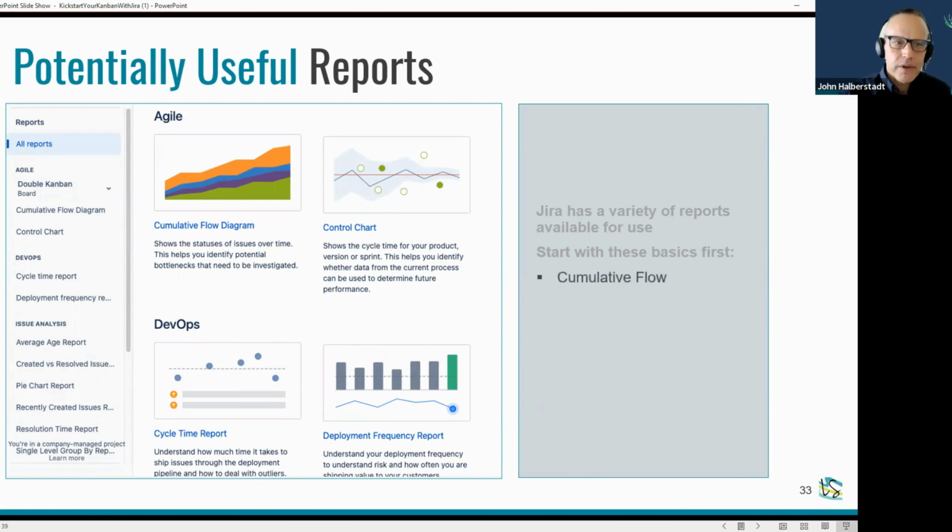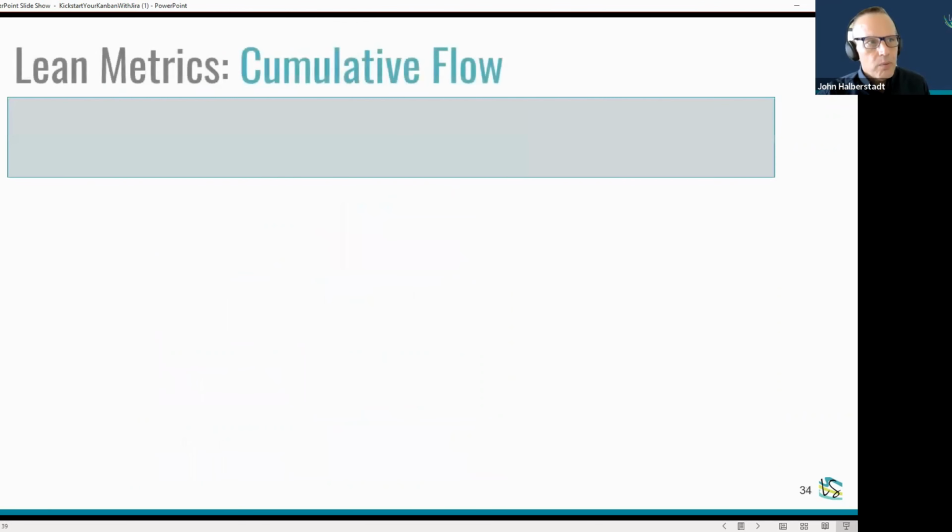But start with the basics. Cumulative flow, this one can be a little bit dense and intense, but is really useful. The control chart as well. Resolution time is one that any team can use immediately, and that one's pretty darn intuitive. Average age, same thing. Created versus resolved. These last three bullet points, just by their label, you can tell what they do. Pretty straightforward. And we'll go through them.